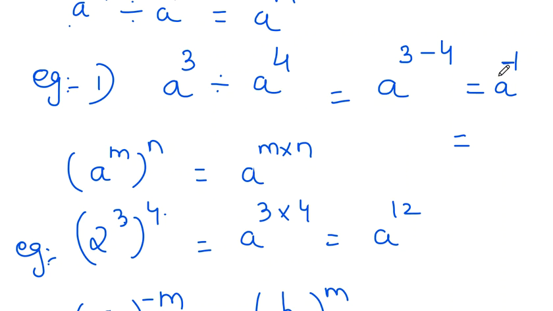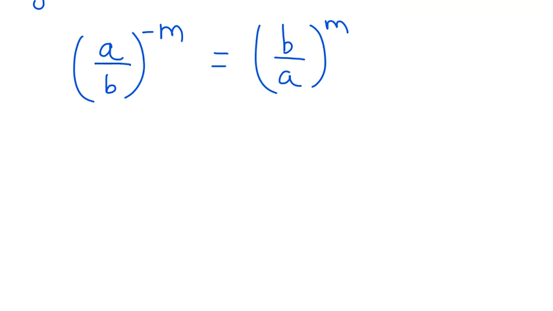Now here it's only a. So what does it mean? The denominator is 1. So what will you do? You will do 1 upon a and the power will be 1.